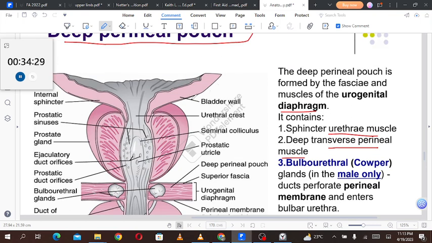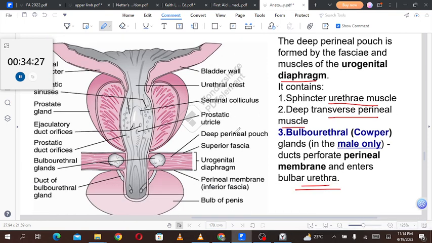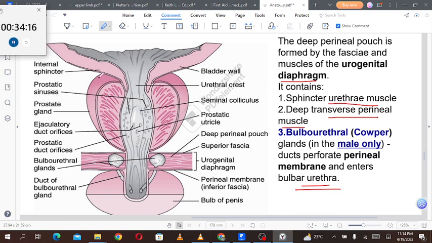So number one is the sphincter urethrae muscle. Where is the sphincter urethrae muscle? I guess this one is it. I guess this is the internal sphincter, so this is the sphincter urethrae maybe. Then the transverse perineal muscle. Okay, there is a transverse perineal muscle.